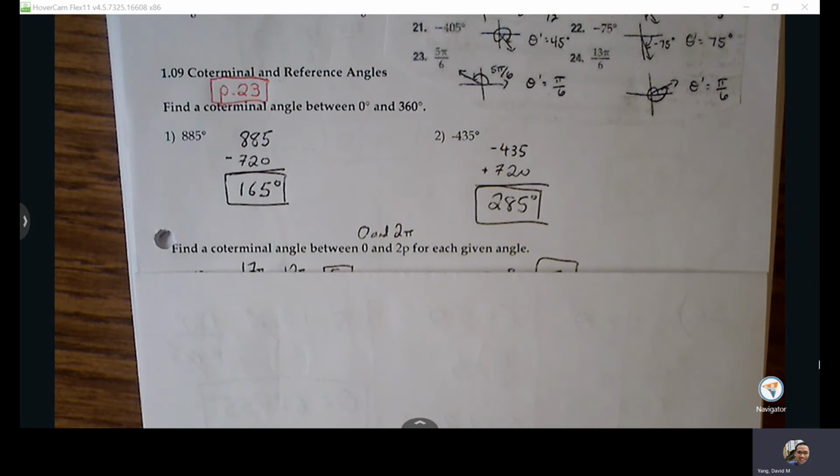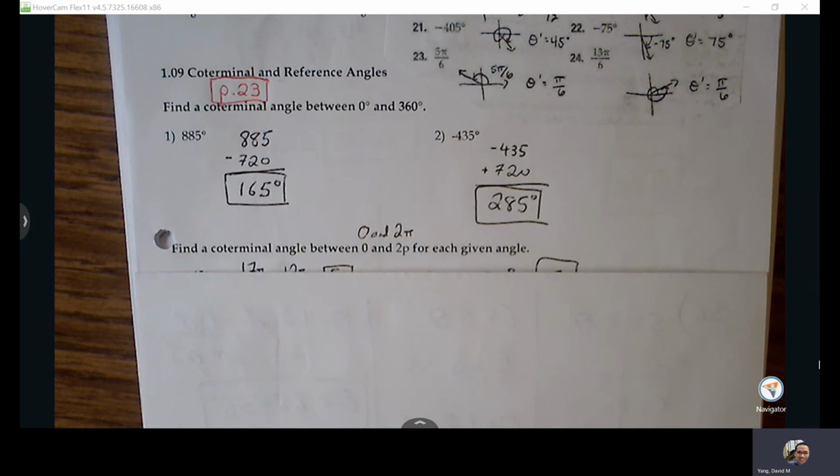But if the angle is way too large, where you don't want to spend the time to keep on adding 360, 5, 10, 15 times, then just take your large angle divided by 360, get an idea as to how many rotations it's going to go, and then round to the closest whole number, multiply by 360, and then you can subtract that large number from a multiple of 360, and that'll get you down to an angle measure that will speed up the process.